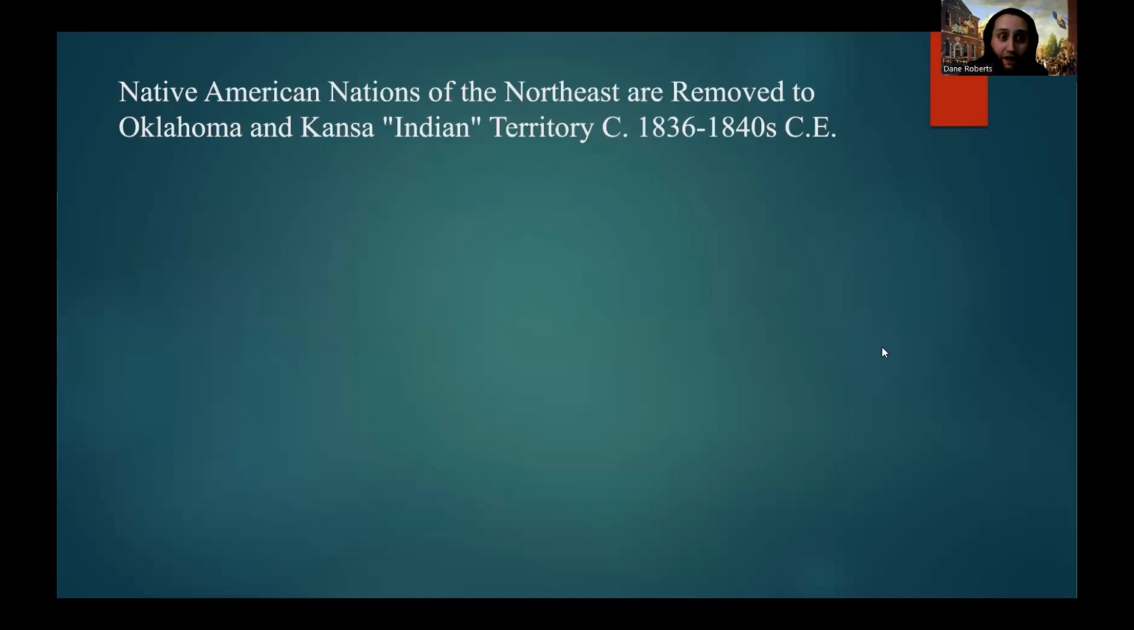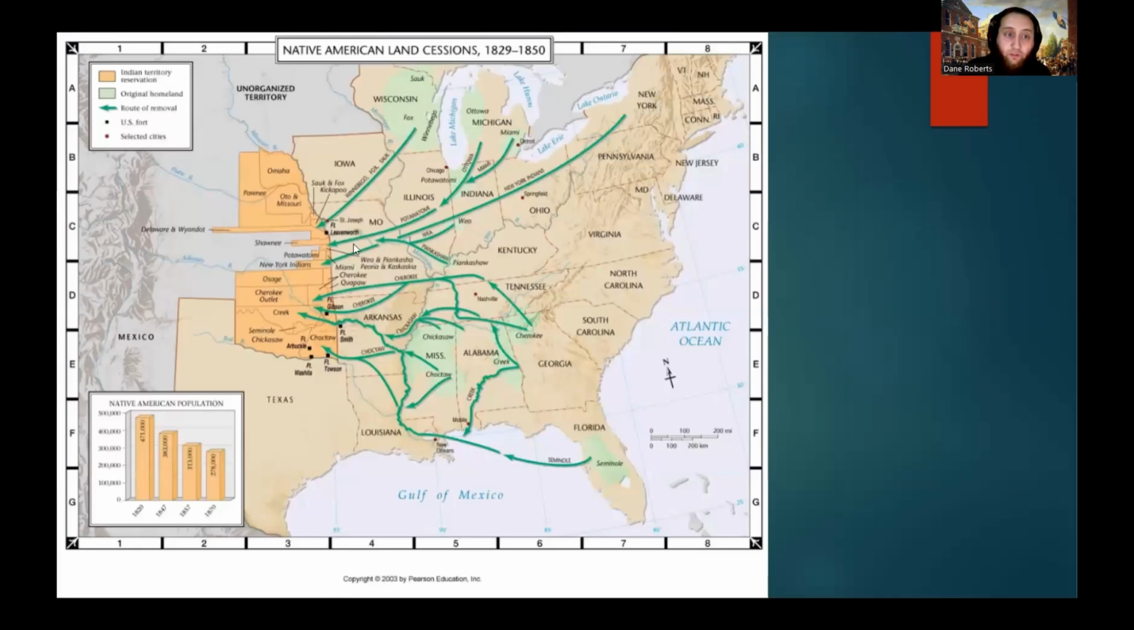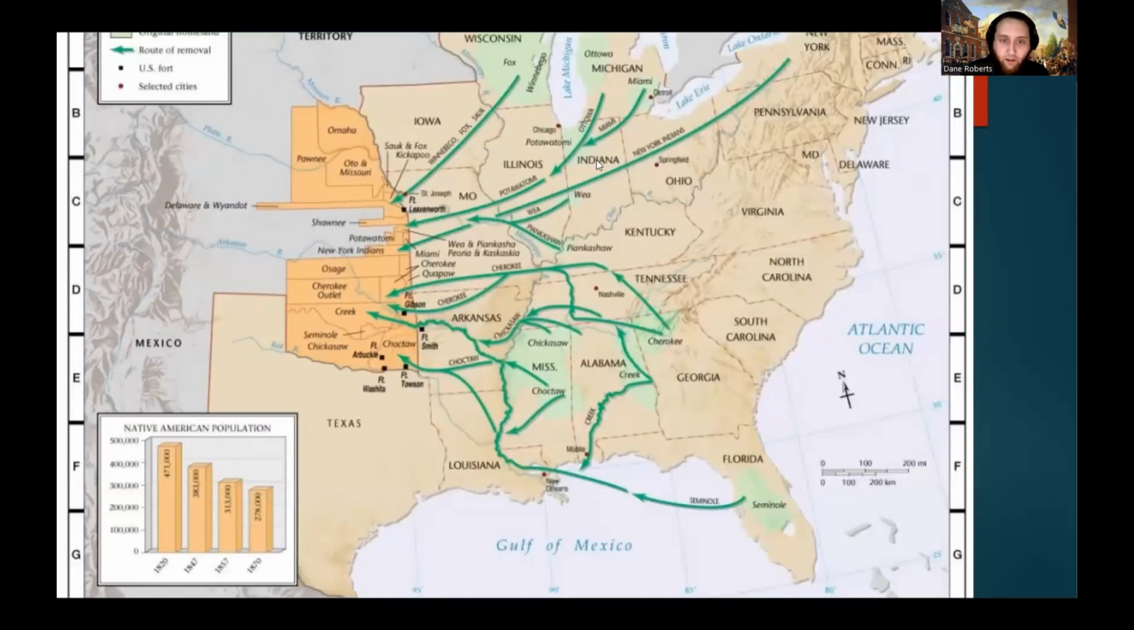Also, at the same time, Native American nations who had not been removed during the Jackson presidency in the Northeast would be removed between 1836 and 1840 CE to Oklahoma and Kansas Indian Territory. And again, here's the map that I showed earlier in the video. And here's the up-close version of that, showing all of the Native American nations removed from the Southeast and the Northeast to Oklahoma and Kansas Indian Territory.